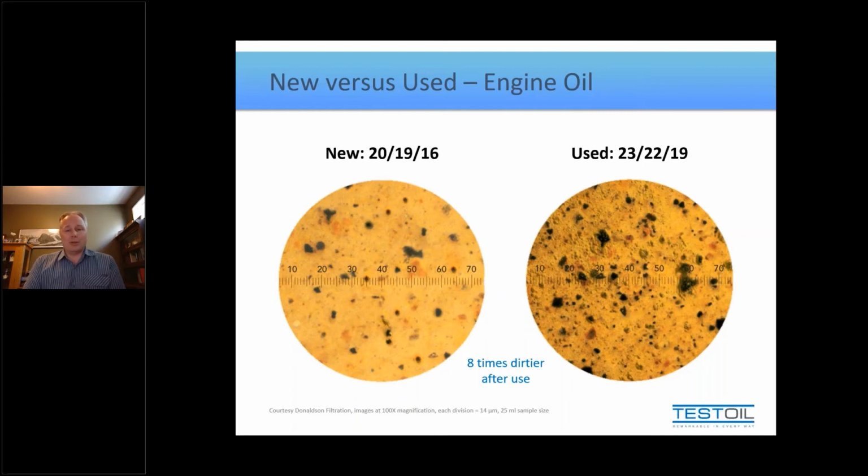We know used engine oil is dirty. We can see it with our eyes because it is discolored. We can't necessarily see the individual particles nor necessarily feel them with our fingers, but we know in our hearts that used engine oil is in fact dirtier than new oil. But let's look at this from a different perspective.